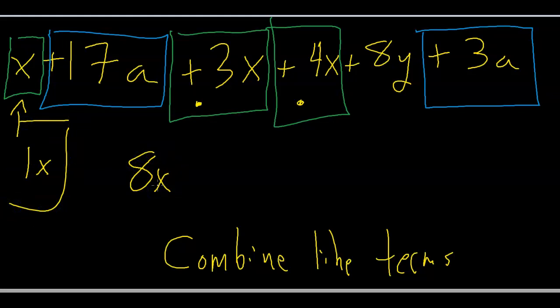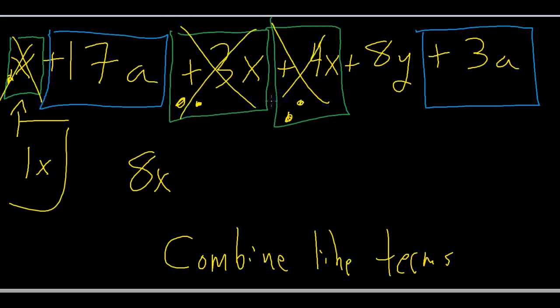So our simplified x term is 8x, because we have 1x right here, then we have 3 x's over here, then we have 4 x's over here. If you have one of something, then you add 3 more of that thing, and then you add 4 more of that thing, you end up with 8 of that thing. And that thing, in this case, is a factor of x. We got rid of our x terms.